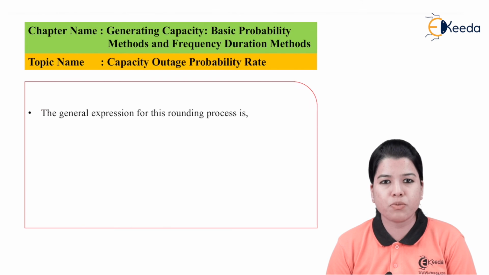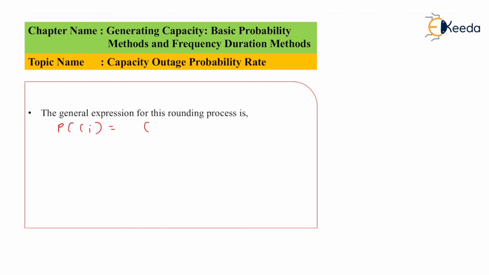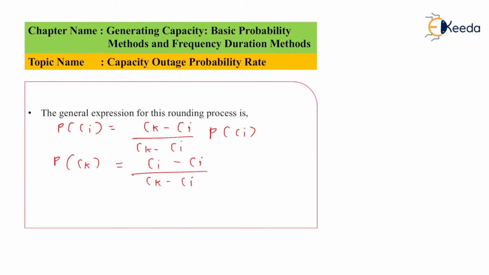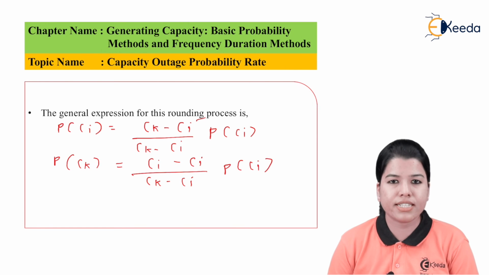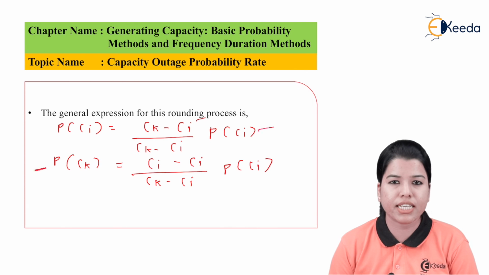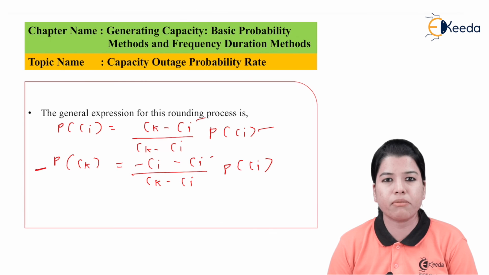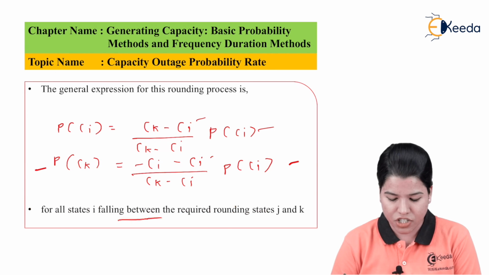So in order to do the rounding of this process, the general expression can be written as P of Ci is equal to Ck minus Ci divided by Ck minus Cj multiplied by probability of Ci, and the probability of Ck is equal to Ci minus Cj divided by Ck minus Cj into probability of Ci, for all states i falling between the required rounding states j and k.